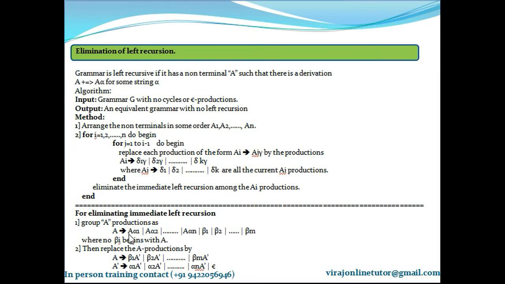In this example, A alpha 1 till A alpha n start with A. Beta 1 till beta m do not start with A. So how to remove this? The formula is to replace all these productions with this. A gives beta 1 A dash or beta 2 A dash or beta 3 A dash, keep on doing till all betas are vanished, beta m A dash. And A dash gives alpha 1 A dash or alpha 2 A dash or alpha 3 A dash, keep on doing till all alphas are vanished, alpha n A dash or epsilon.